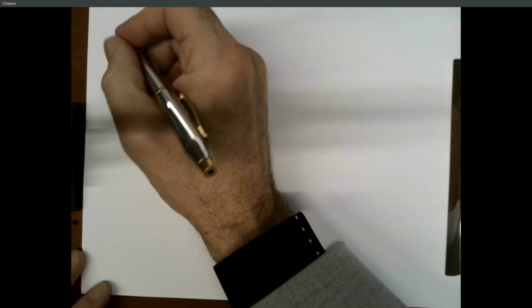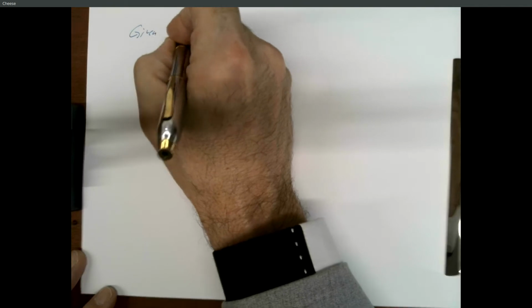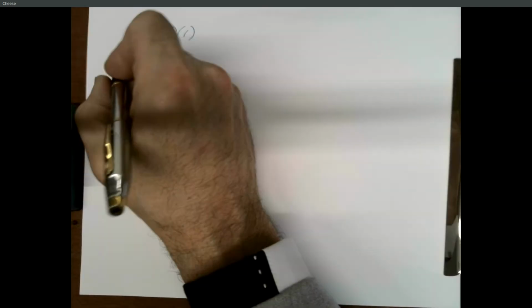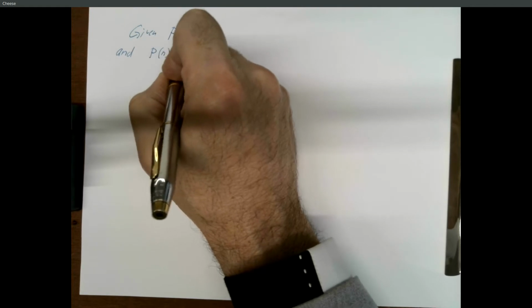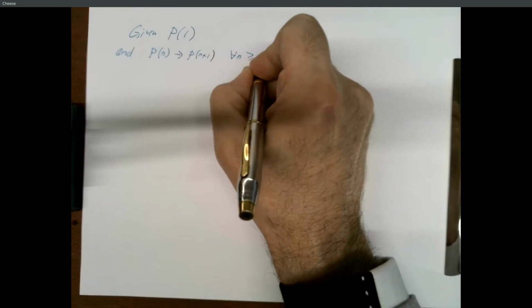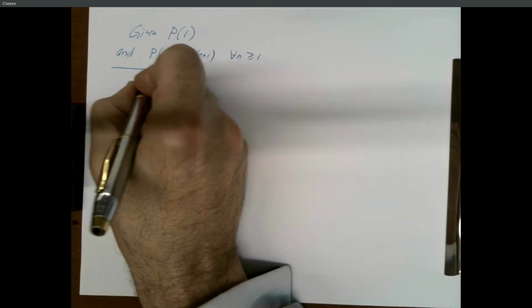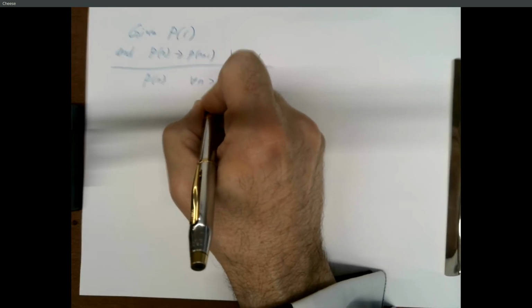All right. So remember the basic setup with mathematical induction. Given, and I'll start with a base case of 1 today just to hit the idea. The base case isn't really critical. Given P of 1 as a true proposition and P of n implies P of n plus 1, for all n bigger than or equal to our base case 1, we can conclude P of n for all n bigger than or equal to 1.